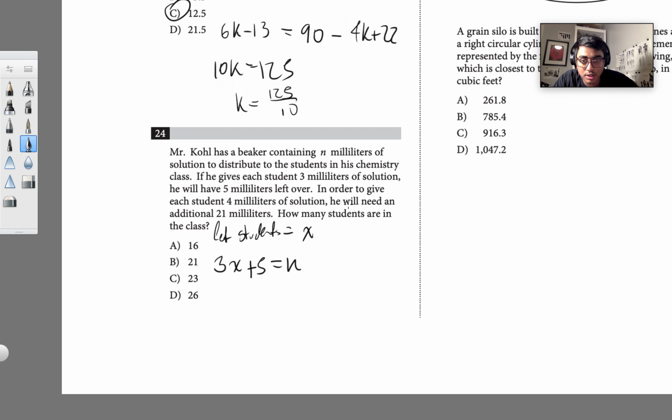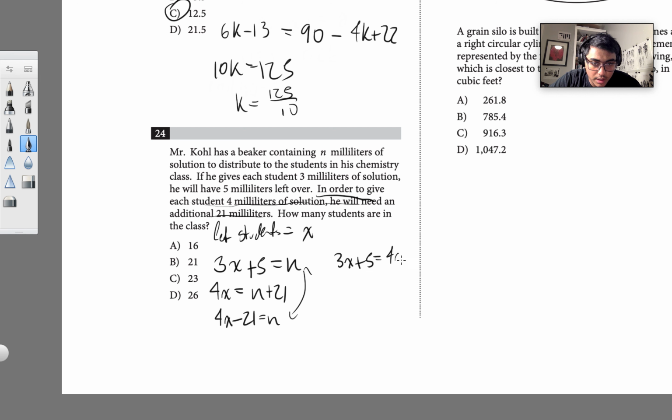So the second equation is from this phrase right here. In order to give each student 4 milliliters of solution, he will need an additional 21 milliliters. So he's got to add 21 milliliters to n for each student to have 4 milliliters of solution. That means 4x, because we want each student to have 4 milliliters, is equal to n plus the additional 21. So 4x minus 21 is equal to n. Now we can set these equal to each other. So 3x plus 5 is equal to 4x minus 21.